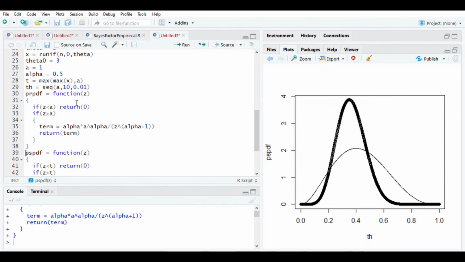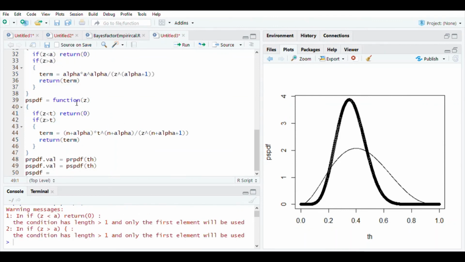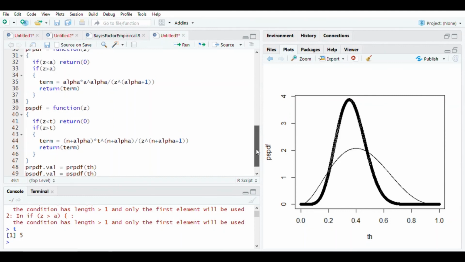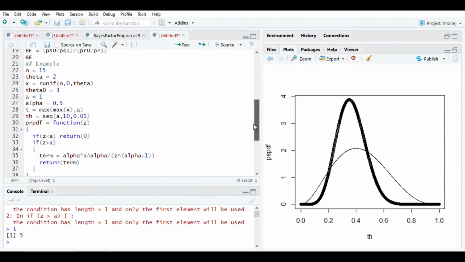Oh no, it is not working. Sometimes this works, sometimes this doesn't work. So something went wrong. Let us check what went wrong. What is the value of t? Let us see. 5. Okay. Now, did we run the earlier part of the code? I don't think so. So let us run this part of the code first.